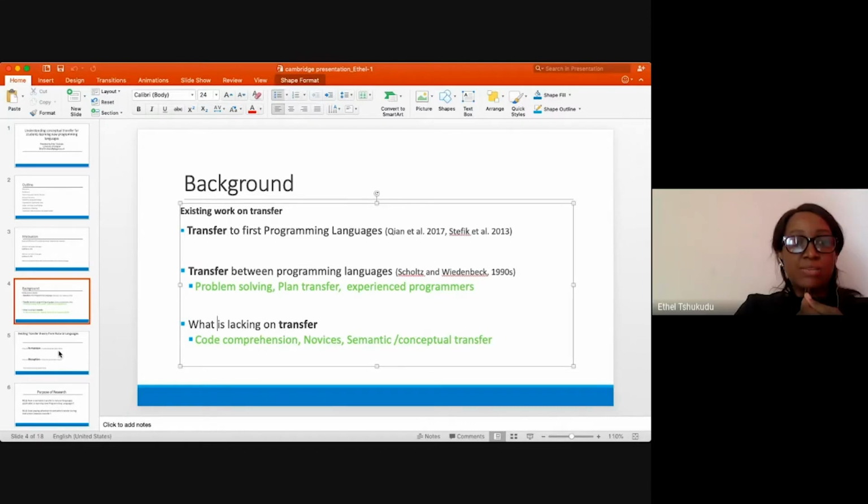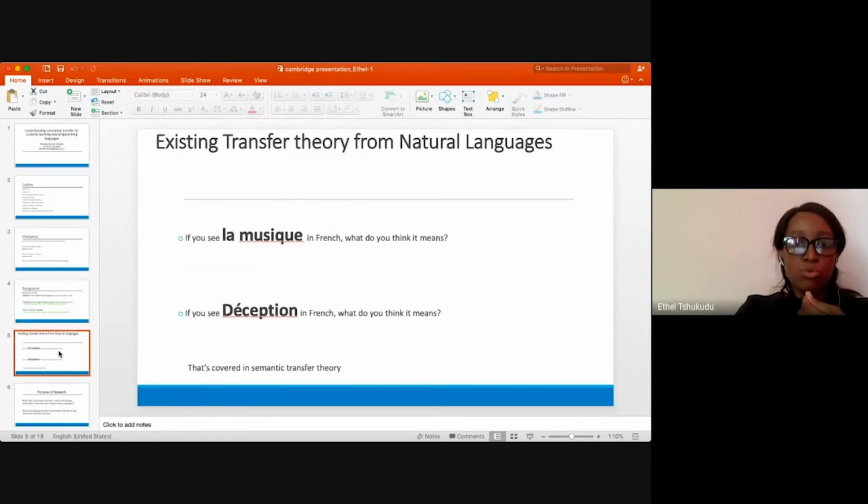This one is just trying to explain the idea of how natural languages research explain transfer. So when you look at the word la musique, which is a French word, I'm not sure I'm pronouncing it right, but what do you think it means in English? And then when you look at the word déception, I'm not sure about the pronunciation. What do you think it means in English?